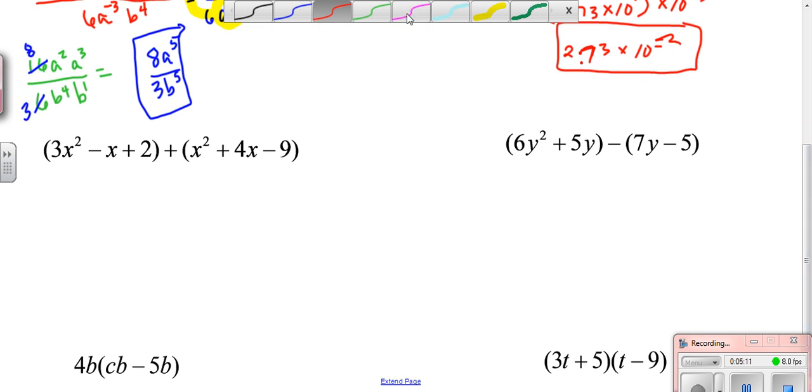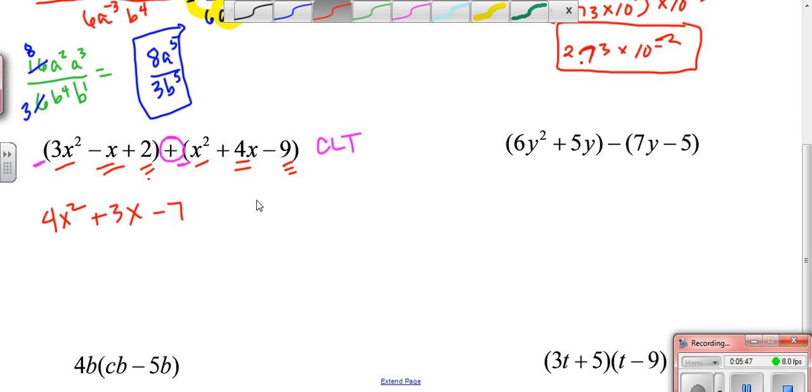Now, this problem down here, again, notice this is not a distributive property problem. This is a combine like terms problem where I'm just going to go ahead and add. As soon as I see there's no number out front here that needs to be distributed, there's no minus sign, this is a straight up addition problem. So you add your x squared items, 4x squared minus x, positive 4x gives me positive 3x, positive 2, and negative 9 gives me minus 7.